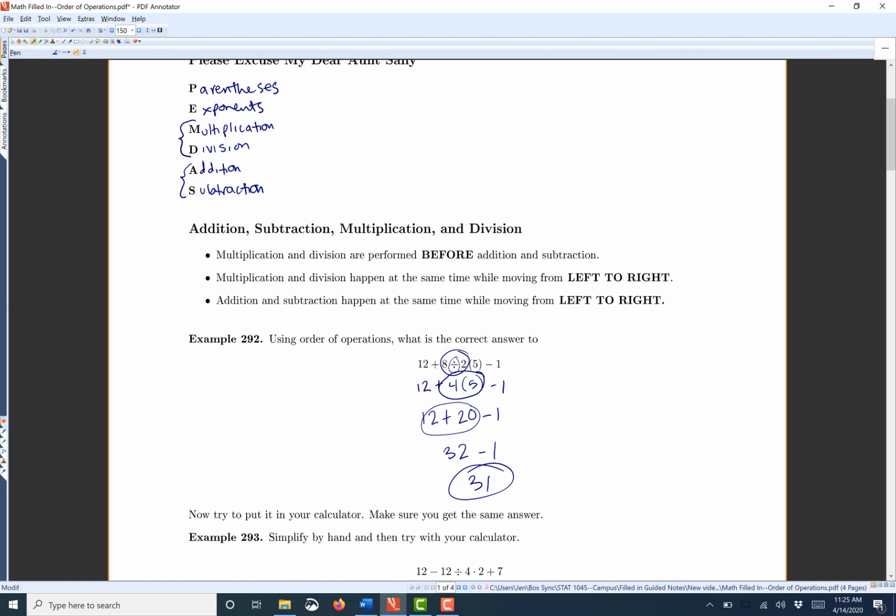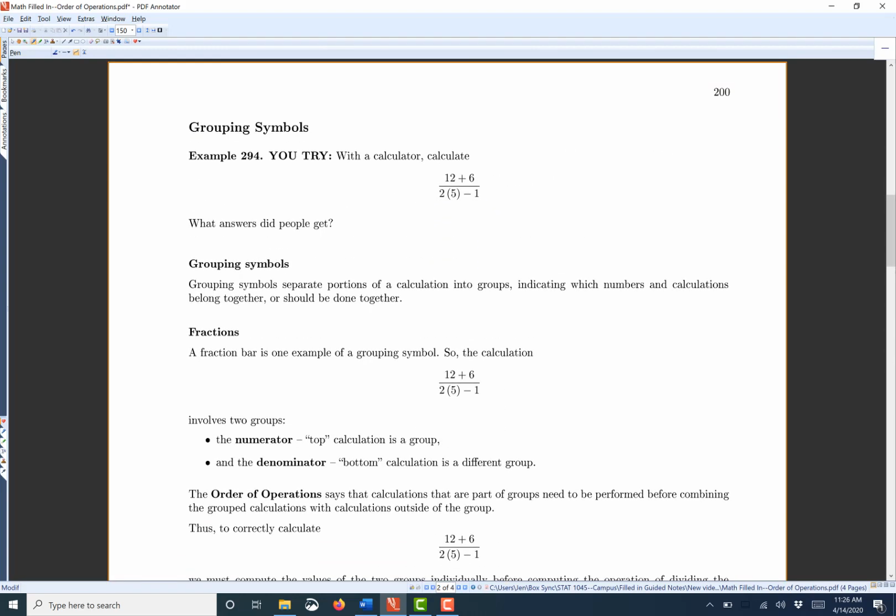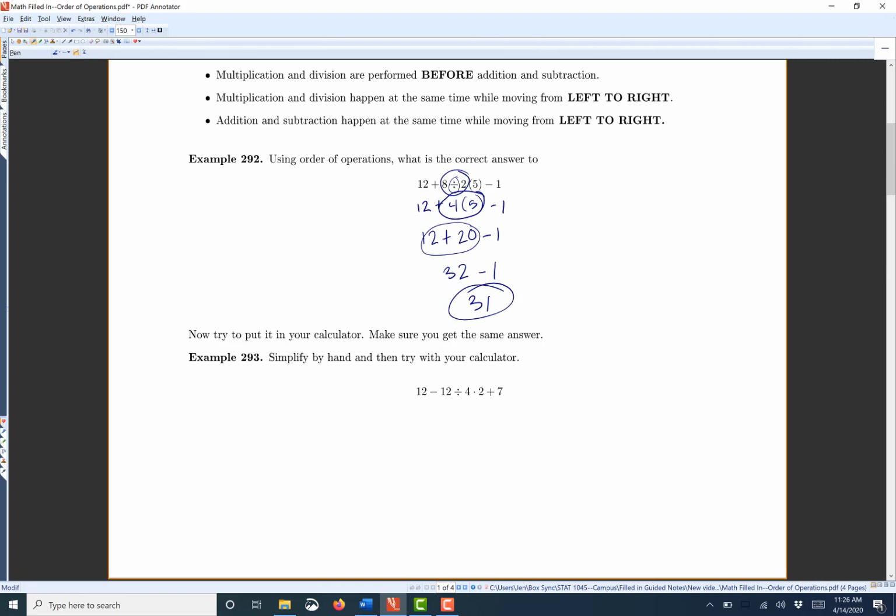Now you can try and put it in your calculator. Play with your calculator until you can get the same answer again. Most calculators are pretty good at order of operations as long as you have enough parentheses when you need them, which isn't this problem yet. So let's simplify this problem by hand and then try it again with our calculators.